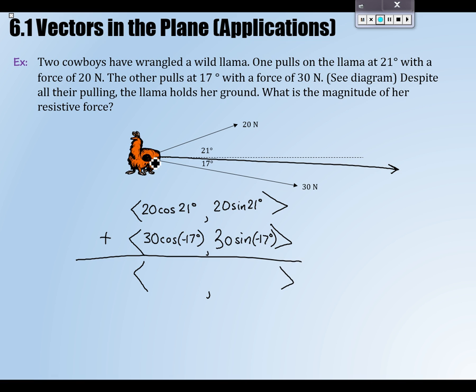Now, what would it be? What would have to be true? And it turns out the magnitude is 46.4 newtons. Okay. So what would have to be true if that's the total force that they're applying together?